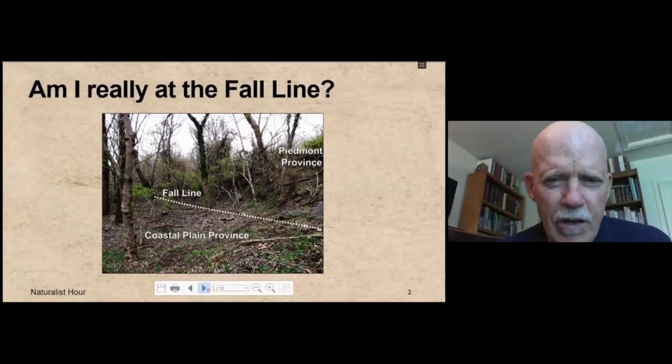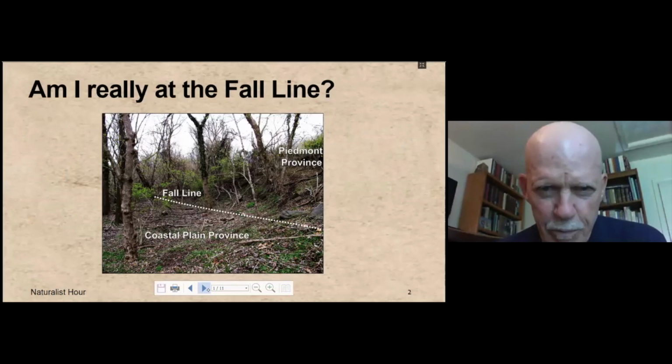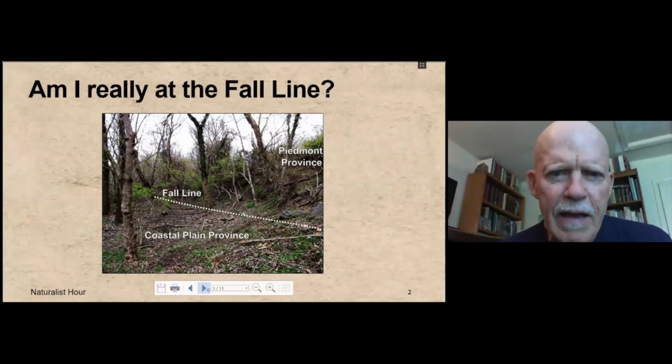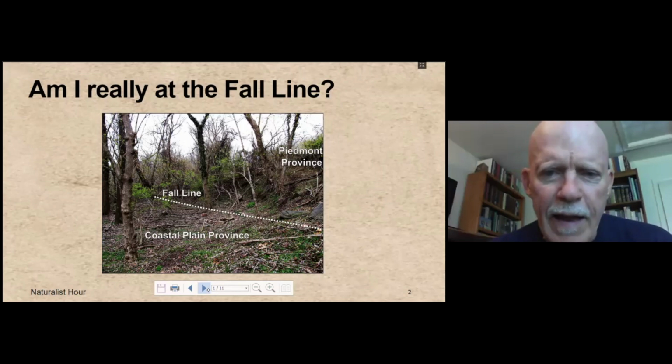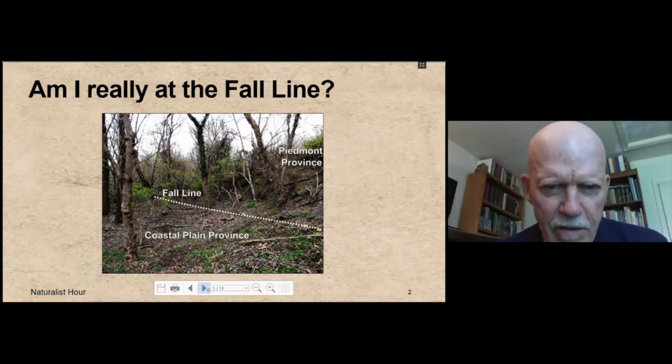I downloaded this picture from a blog that's on the web. I simply put in "fall line" as a query, and this amazing picture showed up. It shows you exactly where the fall line is without any question. I think you can probably guess that this is a little bit of an exaggeration.